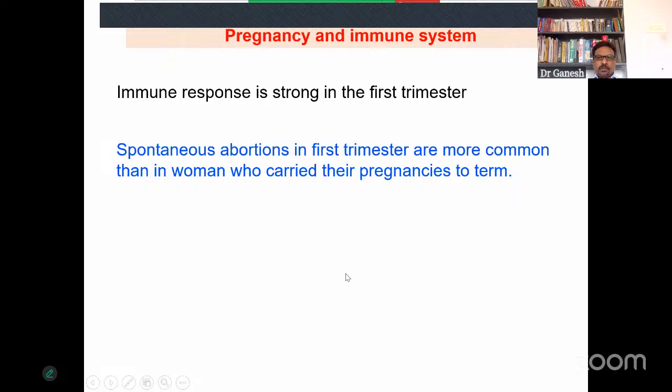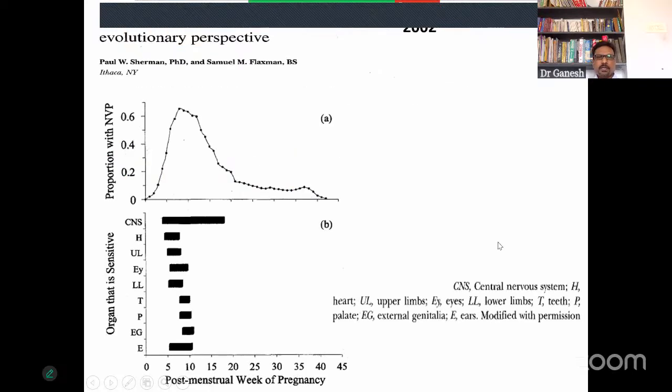Again, some interesting features are observed here in the first trimester, during which the immune response is quite strong. There can be spontaneous abortions in the first trimester, as compared to the woman who has successfully completed the term. Once this first trimester is successfully passed, the chances of abortion are less. But the chances of spontaneous abortions in the first trimester are quite high. And this is also viewed as one of the important adaptations as far as the evolutionary perspective is concerned as well. So as you can see in this graph, the first trimester can span up to the 12 weeks period.